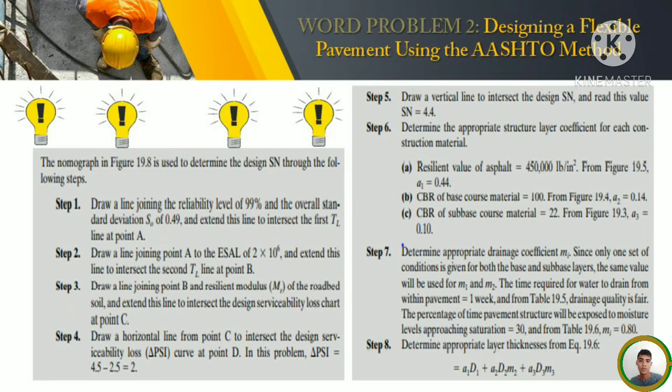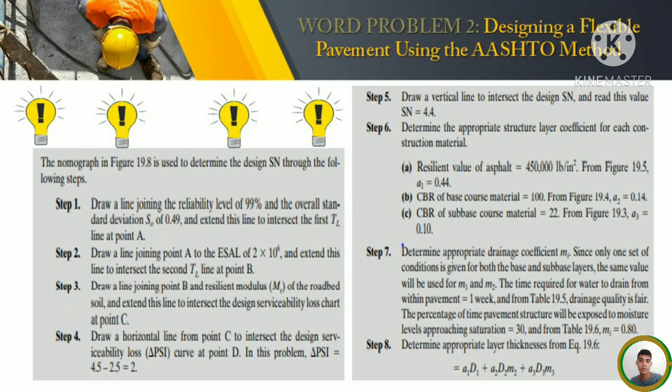For B, the California bearing ratio of the base course material is 100. Also from figure 19.4, a sub 2 is equal to 0.14. So for letter C, we have 22 for the sub-base and a sub 3 is 0.10.